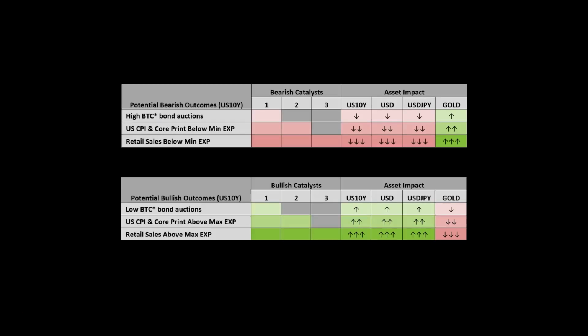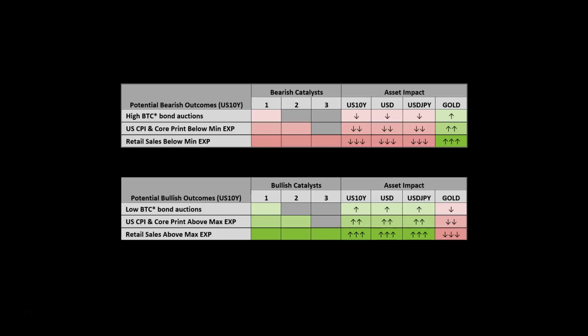So looking at some potential sentiment shifts, the first one we'll be looking at, like we said, is those bond auctions. If we do see very, very high bid to cover ratios coming out for those bond auctions, we would expect that to weigh on US 10-year yields. As an implication of that, we'll also expect some weakness in the dollar, downside pressure in USD yen, and upside pressure in gold. Another bearish catalyst would be if US CPI or that core print comes in below the market's minimum expectation, expecting that to have a similar reaction in terms of asset impact. And then we're also looking at retail sales, a print below the minimum expectation will also have a similar type of expected reaction for US 10-year bond yields as well as the dollar, USD yen, and gold.